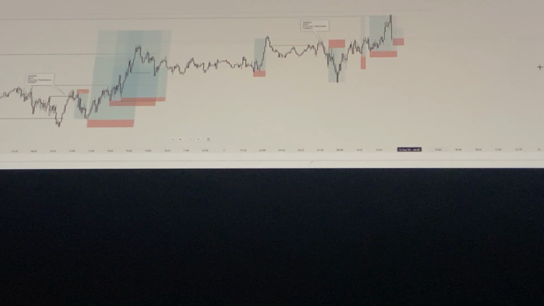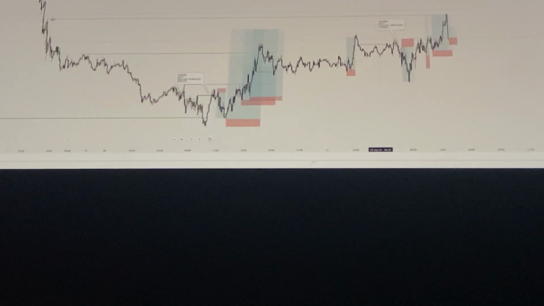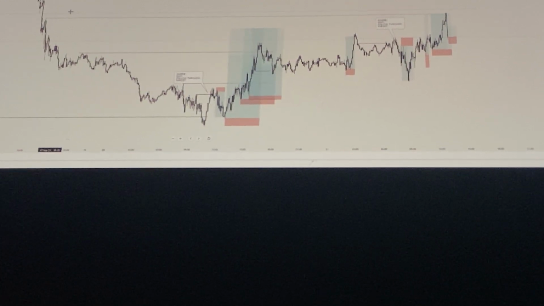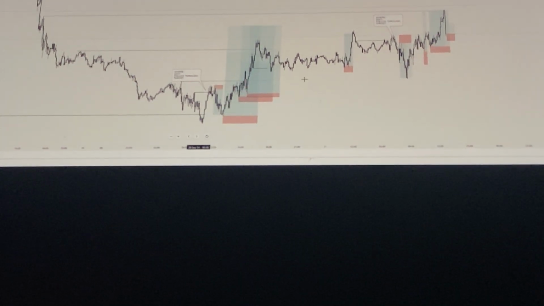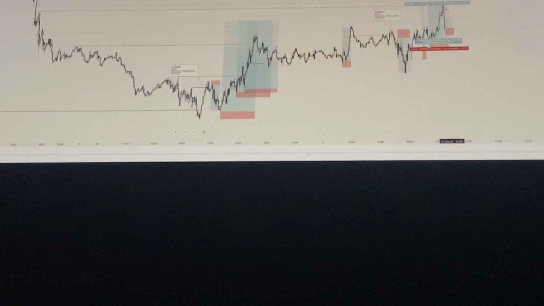Right? Yeah, because we're looking for sales. Exactly. So now, you know, price has grabbed this liquidity. This is the 1 hour time frame here. This one push here is no longer the 1 hour push.